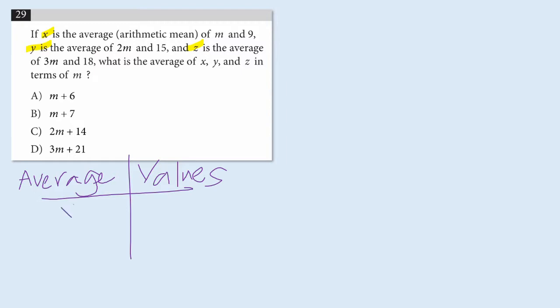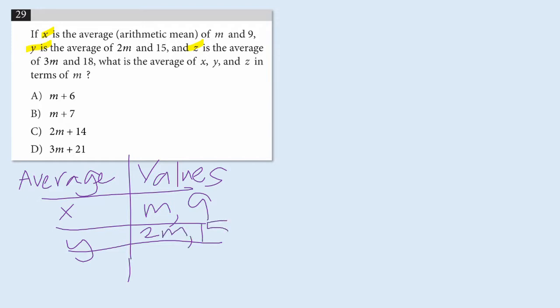So we know that x is the average of the values m and 9. We know that y is the average of the values 2m and 15. And we know that z is the average of the values 3m and 18.